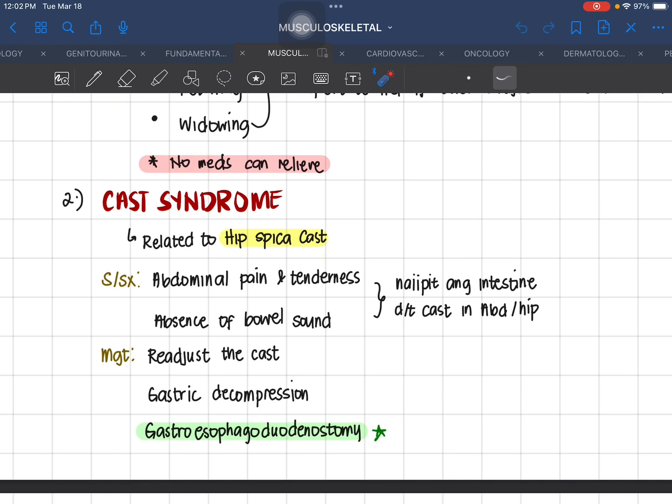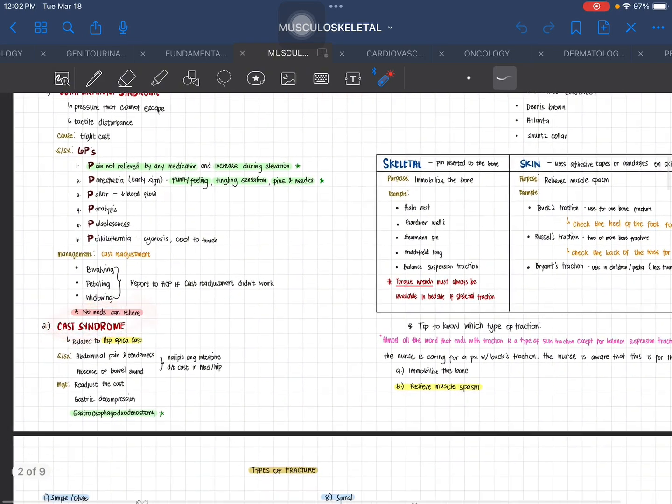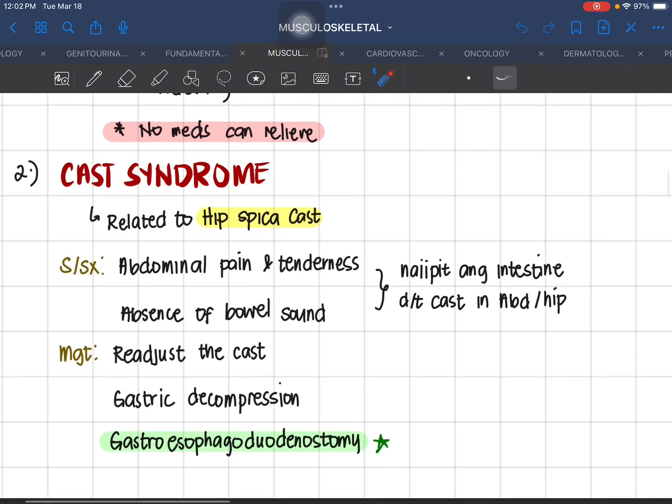This is related to hip spica cast. The signs and symptoms: abdominal pain, kasi nga hip spica cast, related siya dun sa hip spica cast. So, maka-experience ka ng abdominal pain and tenderness. Also, absence of bowel sounds kasi naiipit yung intestines due to cast sa abdomen o sa hip. Para siyang din itong compartment syndrome, dito kasi sa hip spica cast siya.